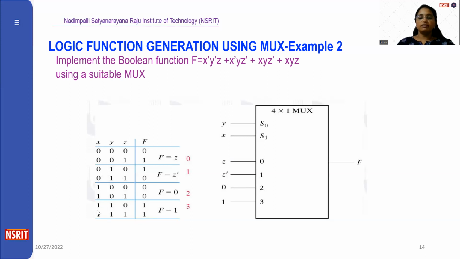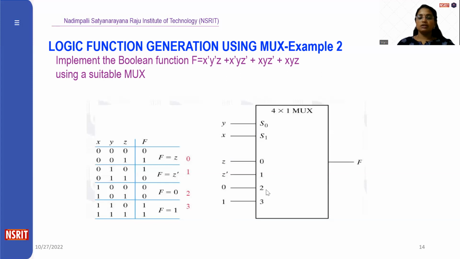1, 1. So for the 1, 1 case, what is the output of f? 1, 1. Irrespective of z, it is having a value of 1. So if the selection lines are 1, 1, the multiplexer will select D3. So the output equals 1 means the information already available is 1. That only will be routed to the output. So the output value is 1, so the input is also 1.